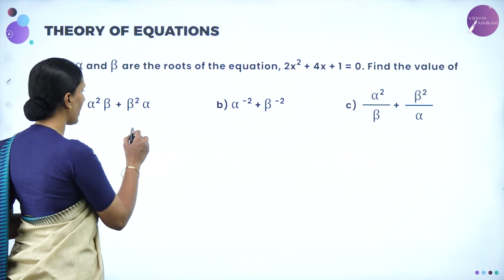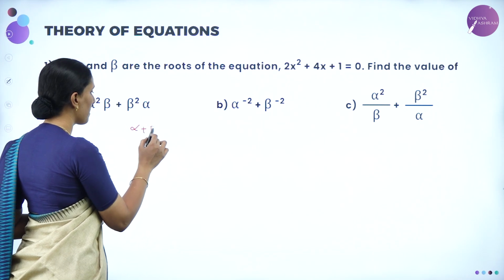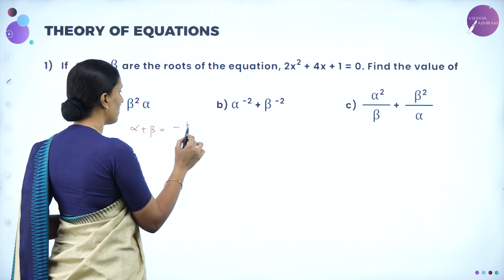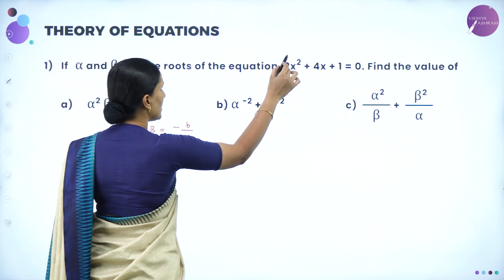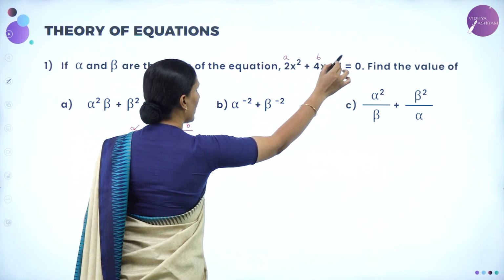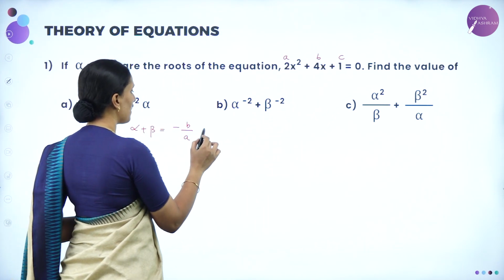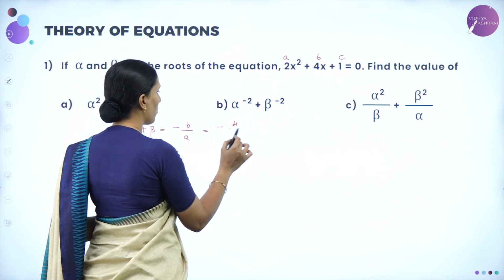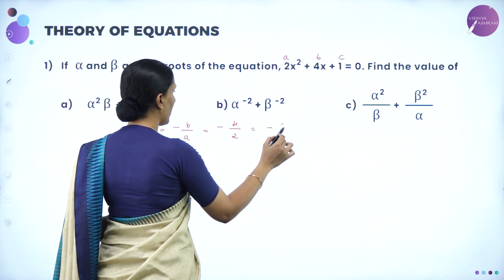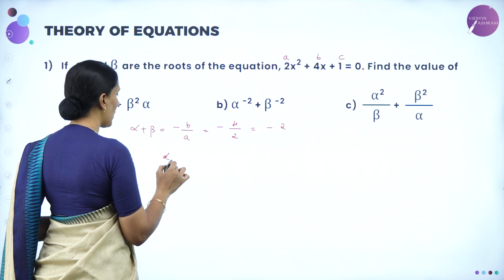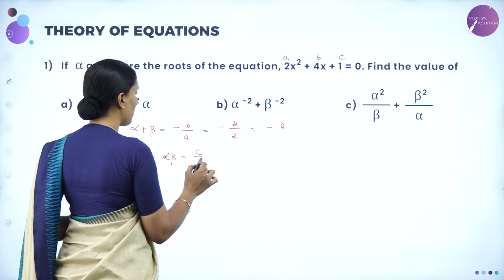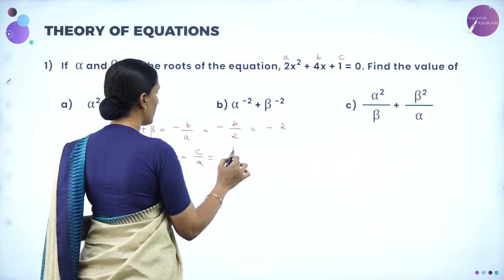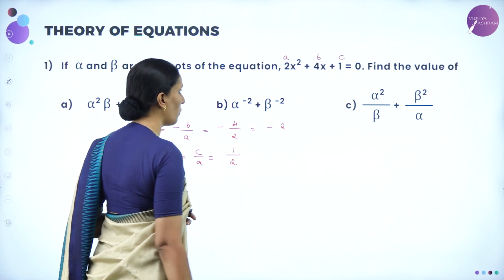Before that, let us find what is alpha plus beta. Alpha plus beta is minus b by a. So this is a, this is b and this is c. So minus b by a means minus 4 by 2, which is equal to minus 2. Next we will find out alpha beta, which is c by a. So c value is 1, a value is 2, so 1 by 2.